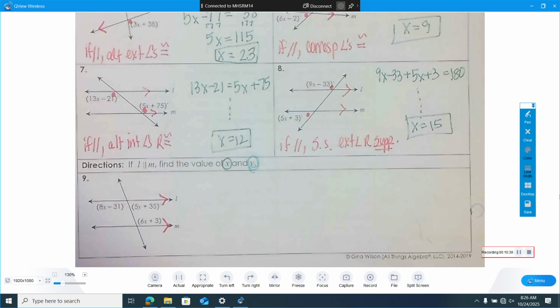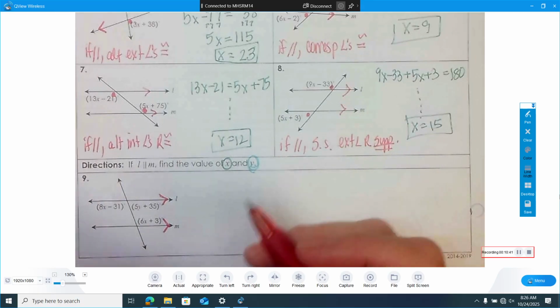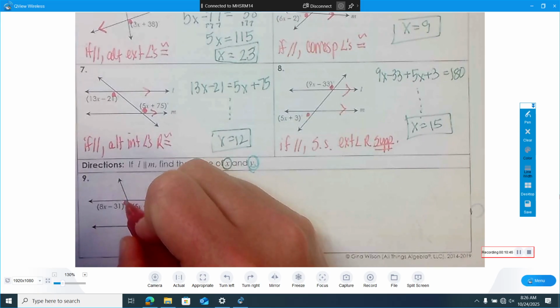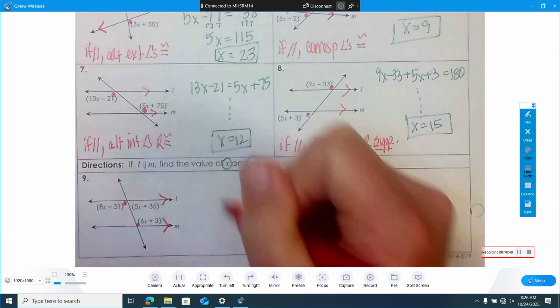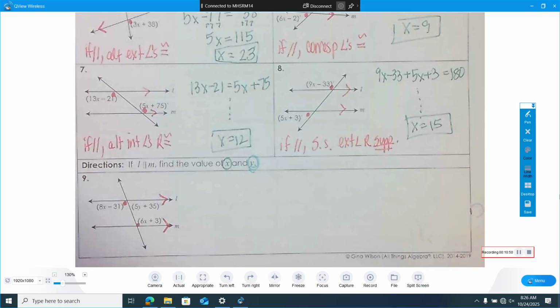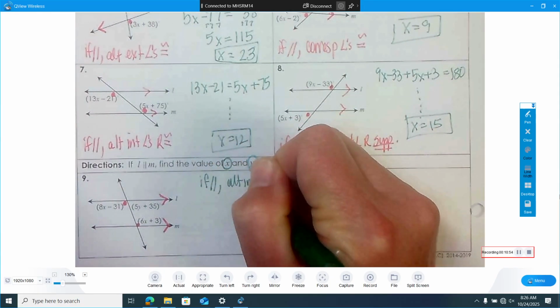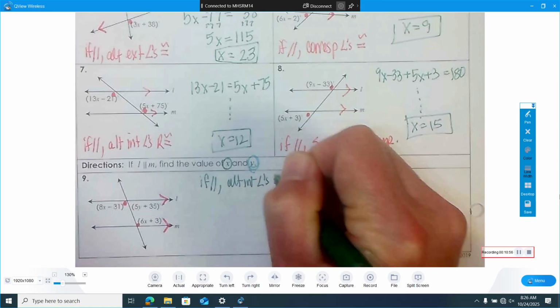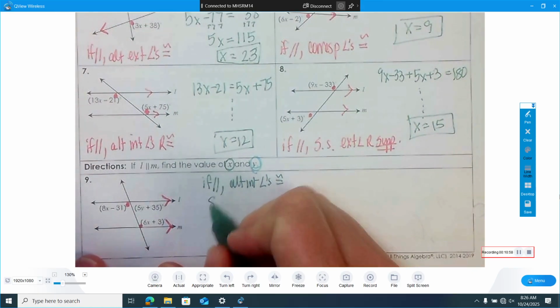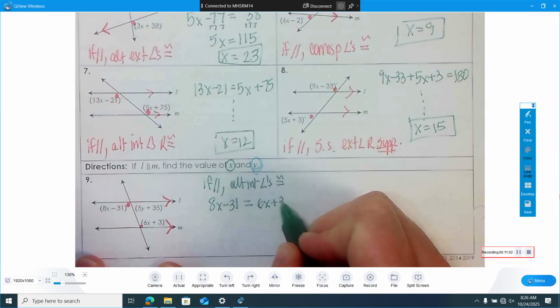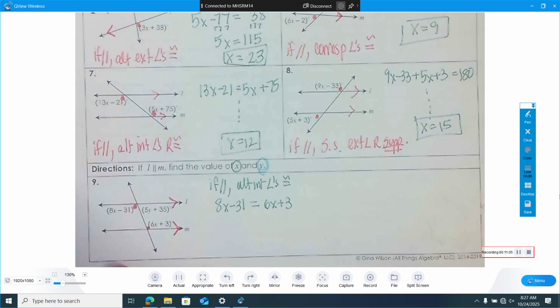8x minus 31 is equal to 6x plus 3. Good. I love how you used the equations both with x's. How did you know they were equal to each other? Because they're alternate interior. Yeah, good. So if parallel, alternate interior angles are congruent, and you said 8x minus 31 would equal 6x plus 3. Beautiful. So we can start right there.